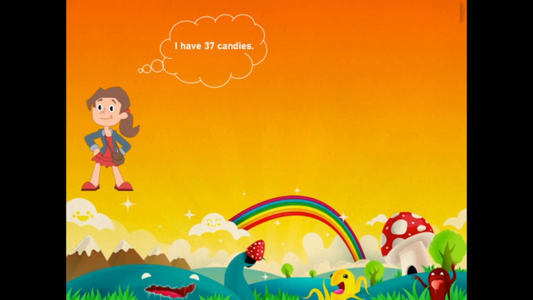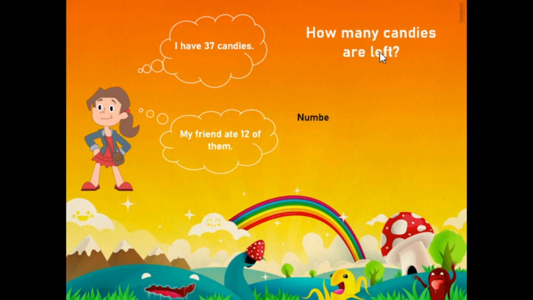Okay, we already have another scenario here. The girl thinks she has 37 candies, but her friend ate 12 of them. How many candies are left? The number sentence is 37 minus 12 equals.